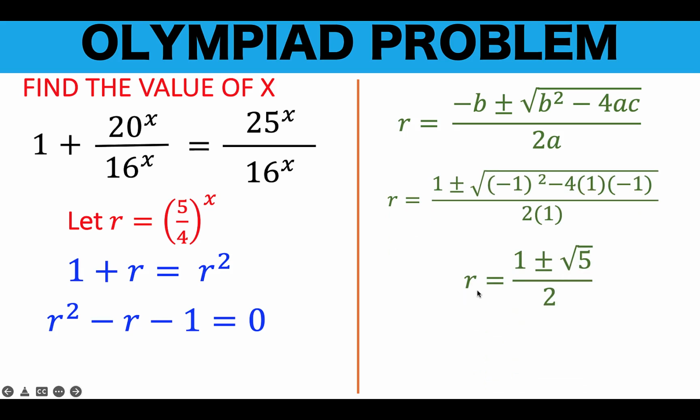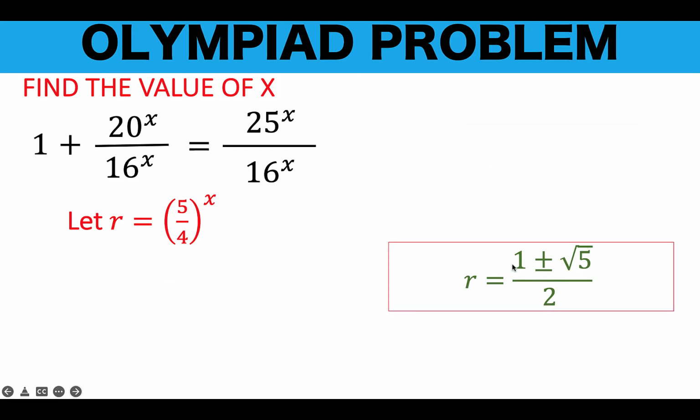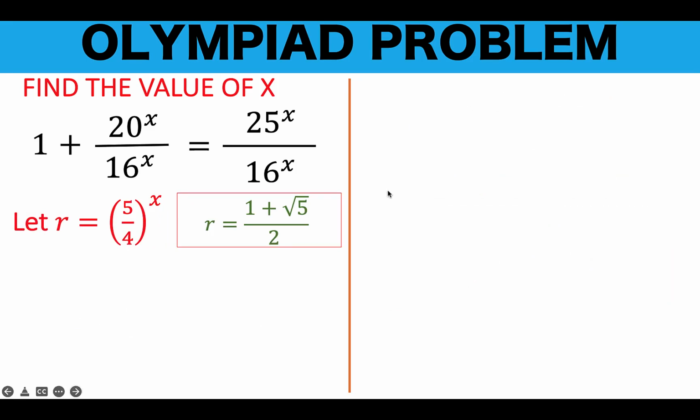That's for the value of r. But notice that r is equal to 5 over 4, which is a positive base raised to a variable exponent. No matter what the value of x here, we cannot get a negative value for r. And so we'll ignore this minus sign because that will give us a negative value for r, and we'll just accept r equals 1 plus square root of 5 over 2. Now from these two statements, we now have 5 over 4 all raised to x equals r, and r is equal to 1 plus square root of 5 over 2. This is now the equation that we can use in order to find the value of x.